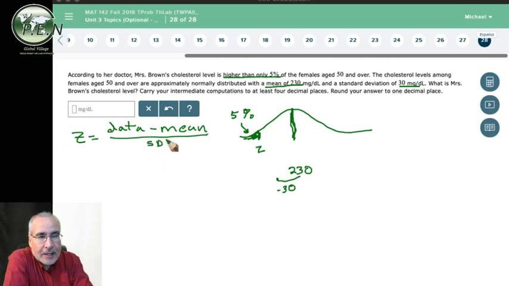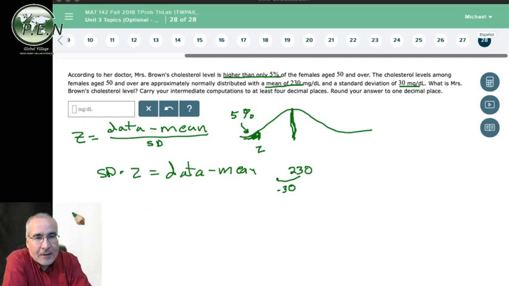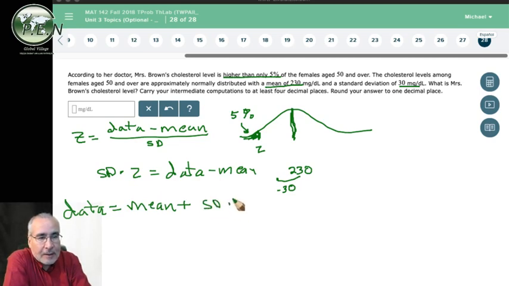If you solve this for the data value, multiply both sides by the standard deviation. That gives us the standard deviation times the z-score is equal to the data minus the mean. Add the mean to both sides, and so to find a data value, data is always going to be equal to the mean plus, because we added it to both sides, the standard deviation times the z-score. So this is a good formula to remember, to have in your arsenal.